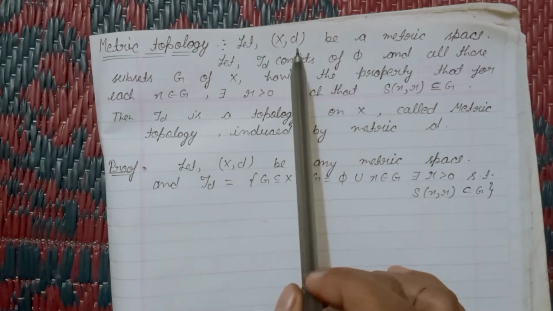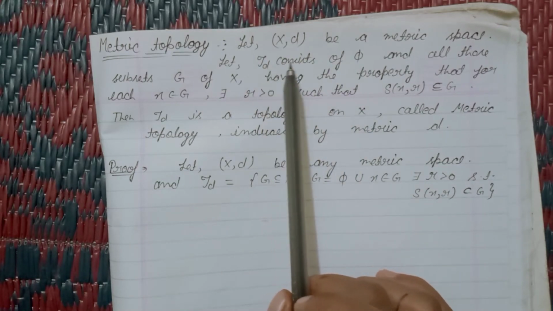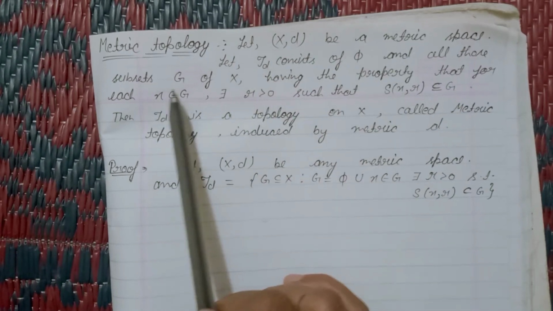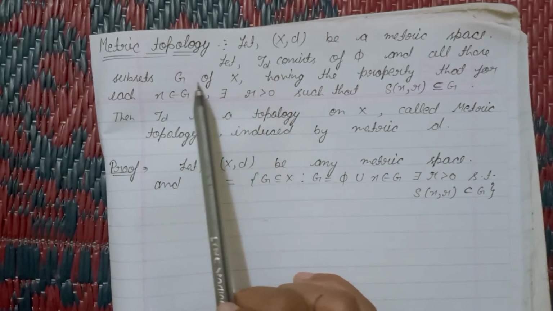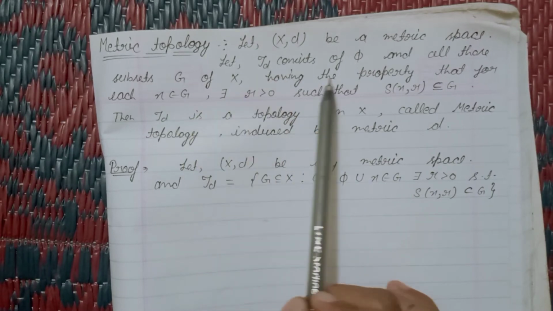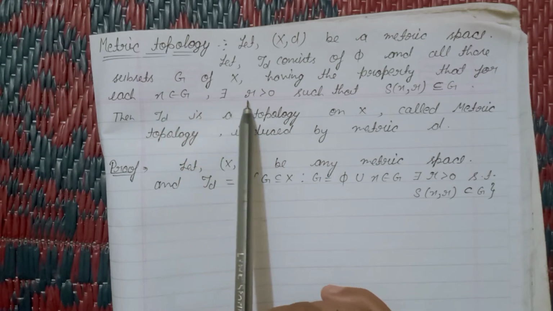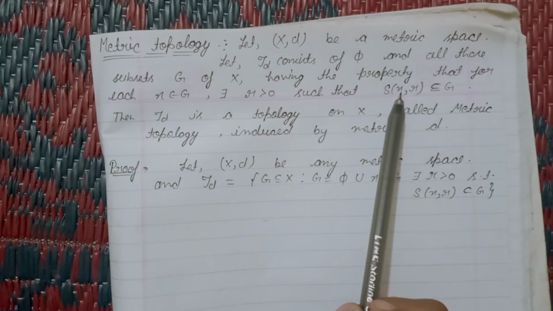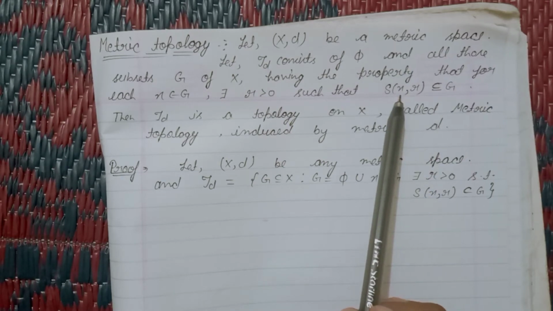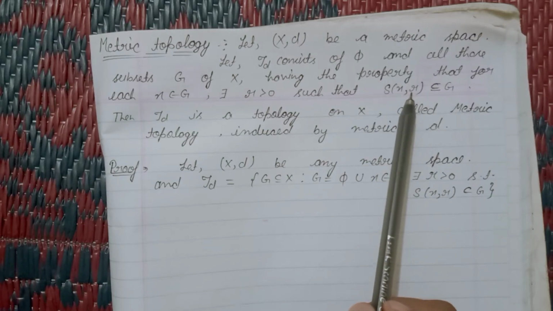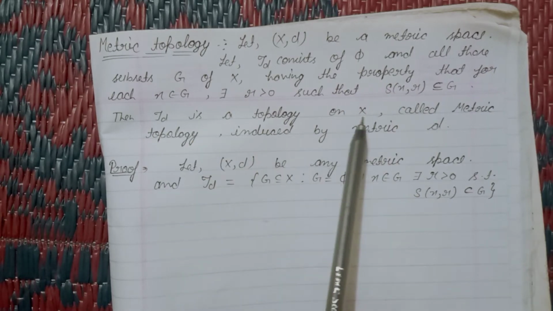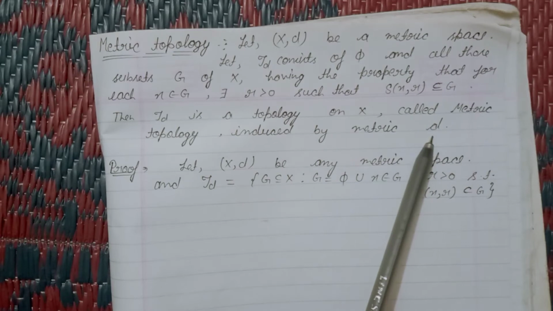Right students? What is the Td? Td is the collection which contains phi and all those subsets G of X having the property that for each x belongs to G, there exists r greater than 0 such that S(x, r) is contained in G. What is S(x, r)? S(x, r) is an open sphere with center x and radius r. Here x is the center and r represents the radius of an open sphere. Right students? Then Td is a topology on X called the metric topology induced by metric d.